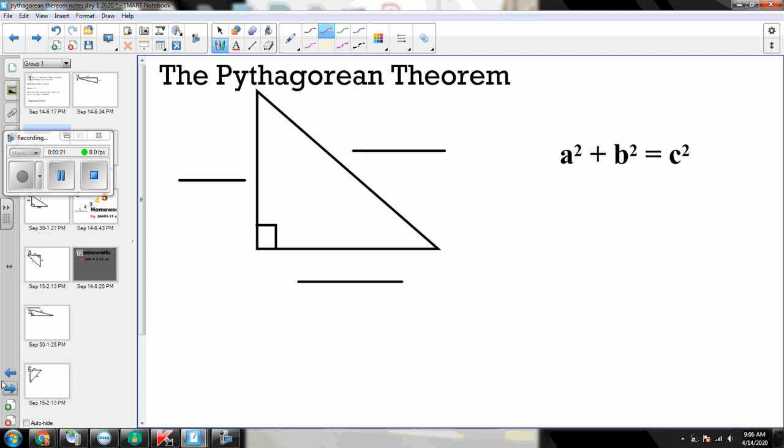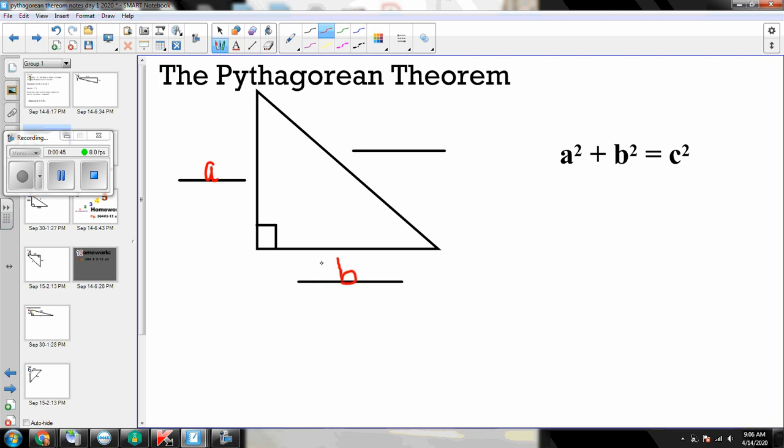The Pythagorean theorem is a squared plus b squared equals c squared. The Pythagorean theorem only works in right triangles. A and B are called your legs, and there are two legs. They are the two sides of the triangle that make up the right angle, so they form the right angle. It really doesn't matter which side you call A and which side you call B.